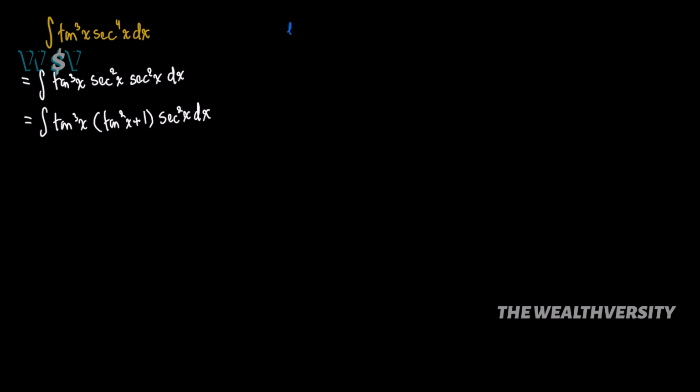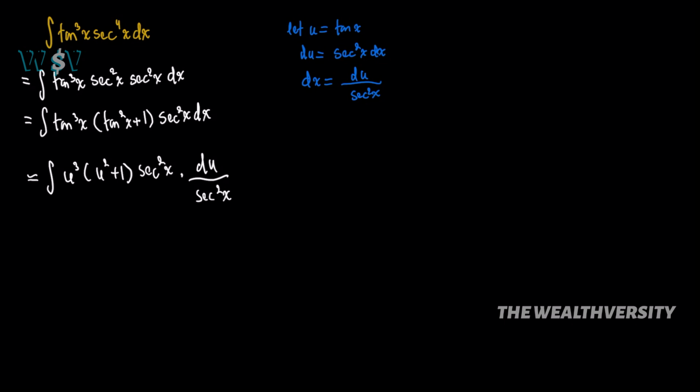We will leave the other secant x squared and let u equal tan x. This way du will be equal to secant x squared dx. And when you isolate for dx, you will get du over secant x squared. Now we sub these back in the integral, and we see that the secant squared x cancels, and we will be left with the integral of u to the power of 5 plus u cubed. This now is very easy to integrate.